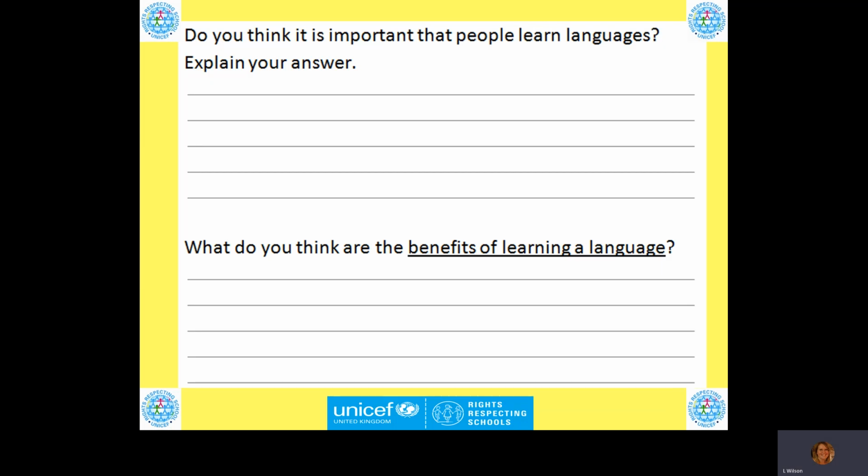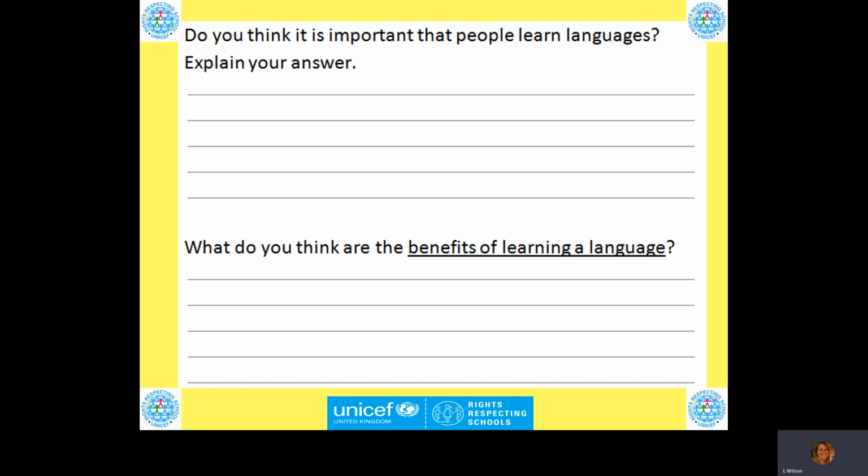Okay, so the next thing I want us to think about is whether we think it's important, and why we think it's important, that people learn languages. So hopefully your answer to the previous slide will help you answer this. If you think it's important, why do you think it's important that people learn languages? And then when you've done that question, what do you think are the benefits of learning a language? So what do you think are the benefits? So what do you gain from learning a language? Have a go at thinking about that on your own and write a sentence.